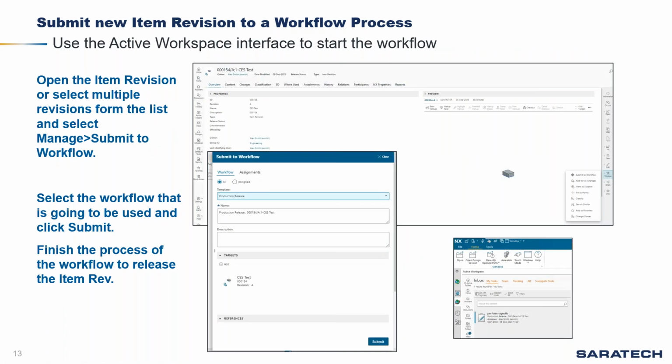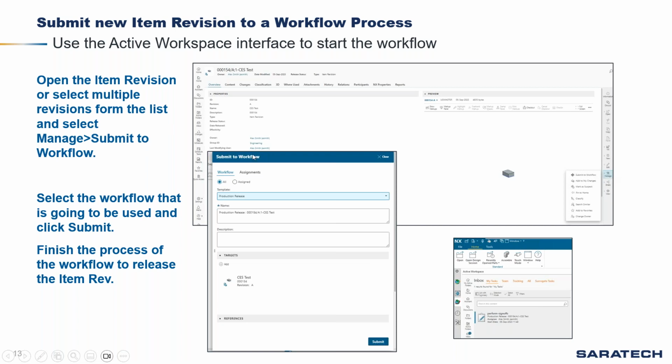The last thing that we're going to do is use the Active Workspace interface within NX to submit this part that we're going to create into a workflow. The way you would do it is you navigate to the item revision, or select multiple revisions. You don't have to select one. If you go to the folder, you can select multiple ones. And then you go to the right-hand side and say manage and then submit to workflow.